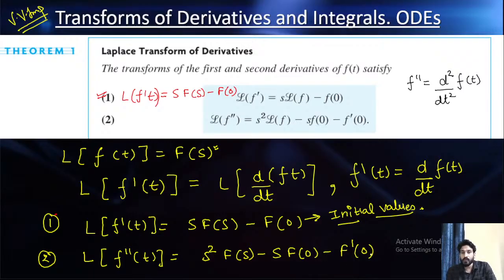Minus f dash 0. It means that you have f of s and you differentiate the f of s, and now you are putting s equal to 0. Am I clear with this or not, Anushka? Please tell me that it is clear to you or not. Right? So this f of 0 is showing the initial values.